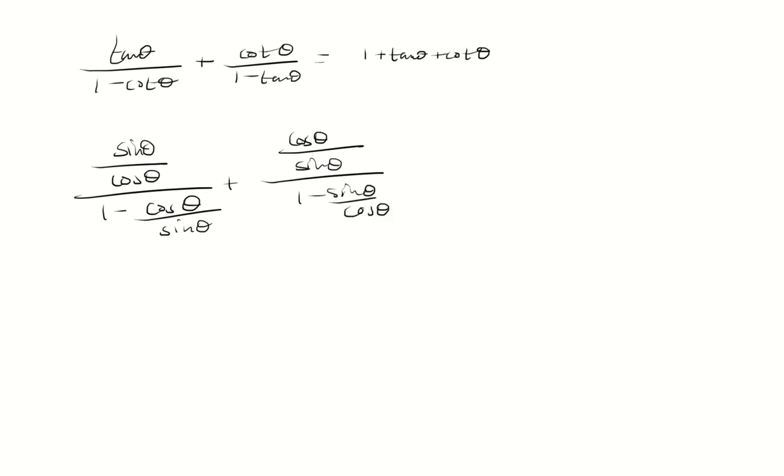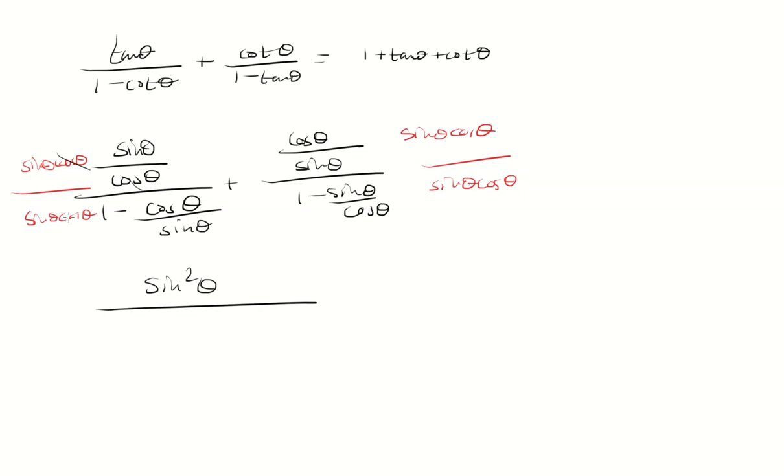And then we'll multiply the top and the bottom. So let's multiply the top and the bottom by sine times cosine theta for both of the fractions. Okay. The cosine is going to cancel here. We have sine squared. The denominator, we have sine, cosine, and then the sine's going to cancel. We have cosine squared. Plus, and then we have cosine squared over sine times cosine minus sine squared.